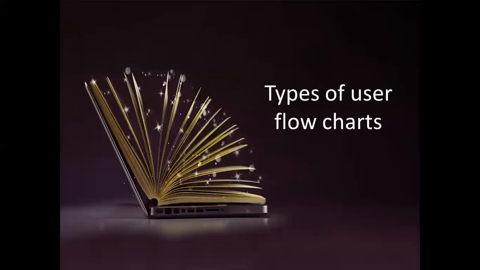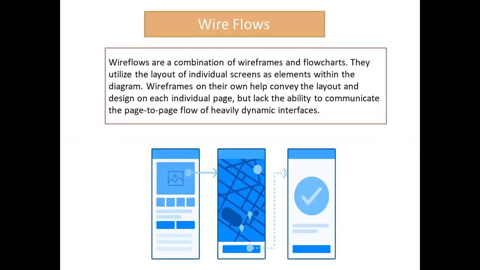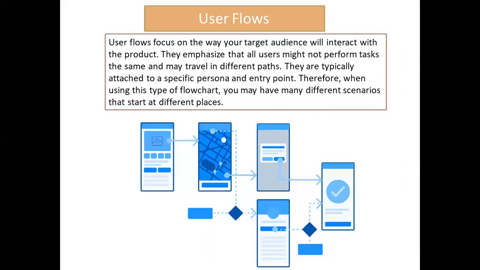So next we have our types of user flow charts. Task flows generally show only one path and don't include multiple branches or pathways like a traditional user flow might. They're best used when the task being analyzed is accomplished similarly by all users. So we have entry, action, and success. Wireflows are a combination of wireframes and flowcharts. They utilize the layout of individual screens as elements within the diagram. Wireframes on their own help convey the layout and design of each individual page, but lack the ability to communicate the page-to-page flow of heavily dynamic interfaces.